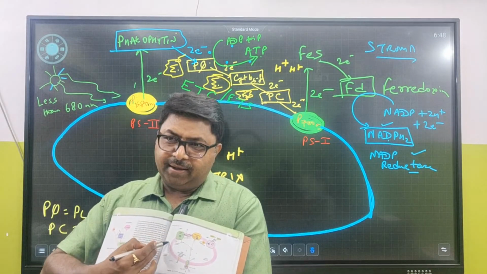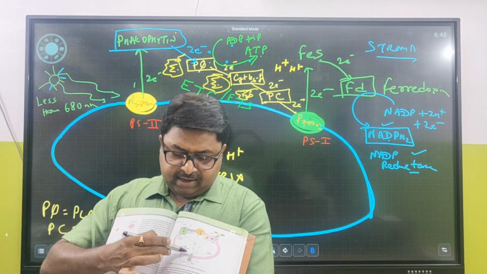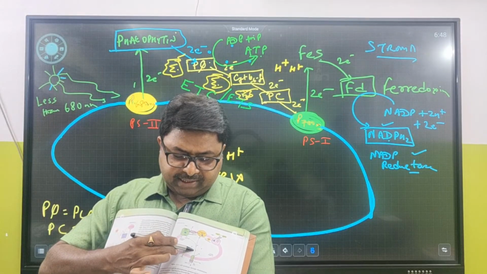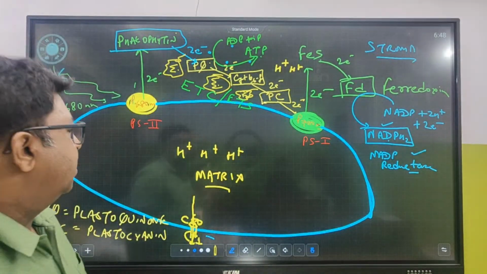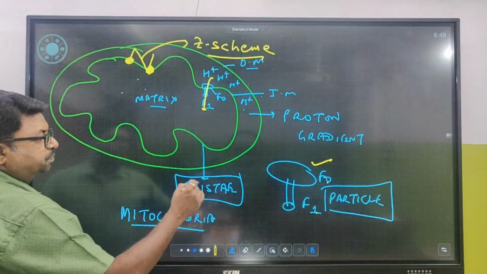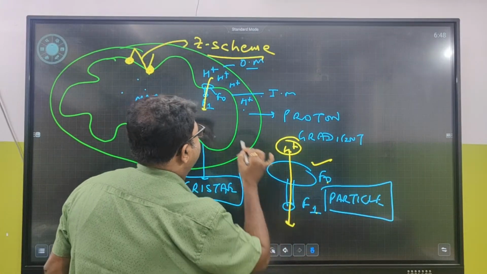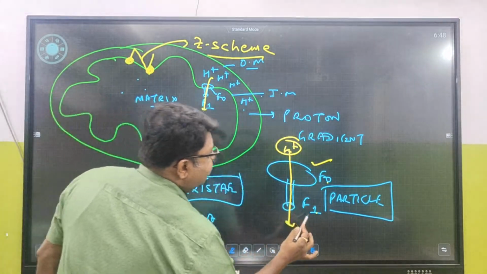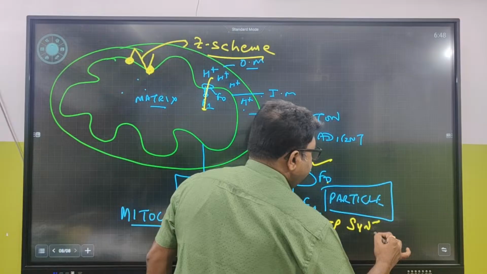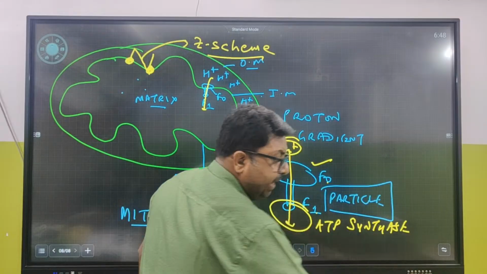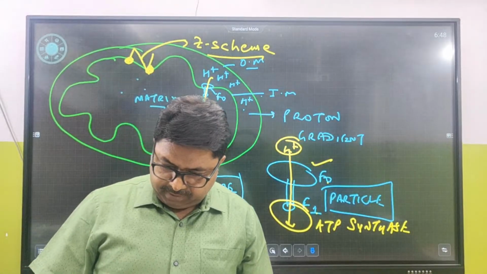This is the granum thylakoid. This is the matrix. H plus ion is present over here. This H plus ion can move out through CF0 and CF1, forming what? Forming ATP. Now, when this H plus ion starts coming down through the F0F1 particle, it activates one enzyme called ATP synthase.